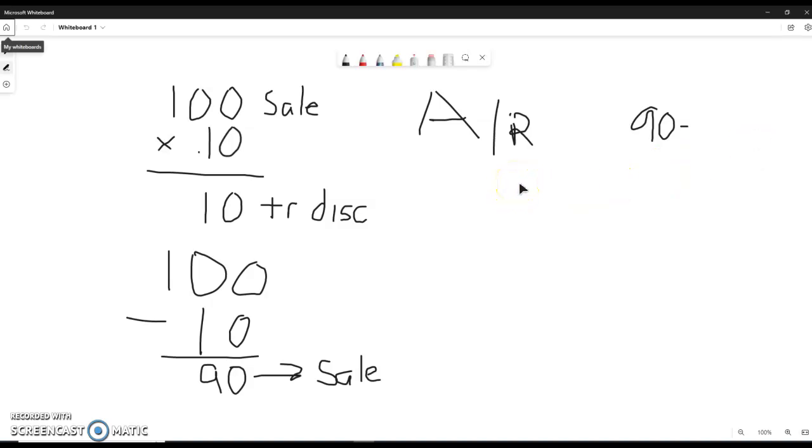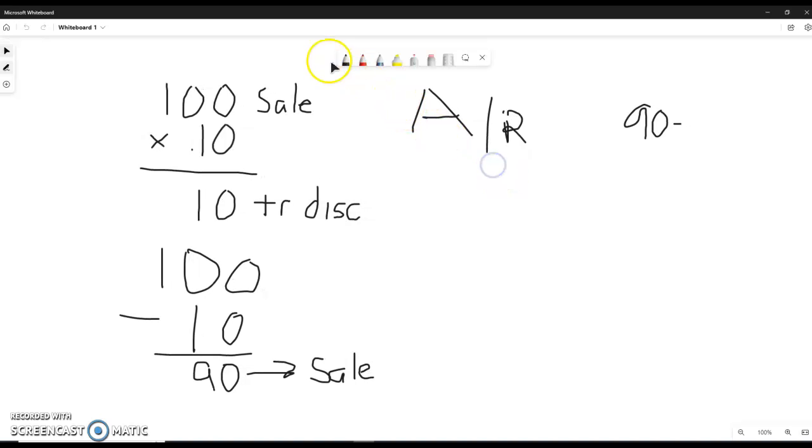Okay, not sure how much of that got lost, but once you calculate out the sale amount, that's how much goes in the journal entry. So I'm debiting accounts receivable and crediting sales for $90.